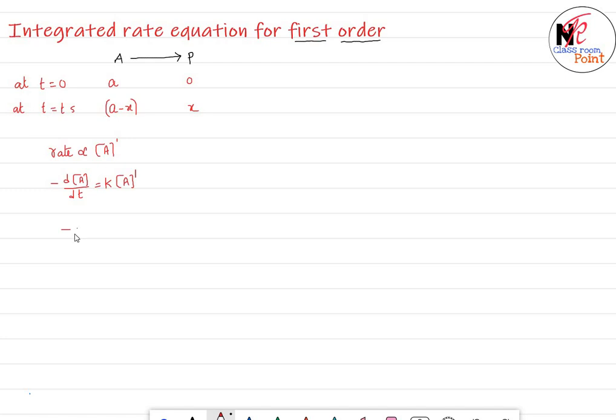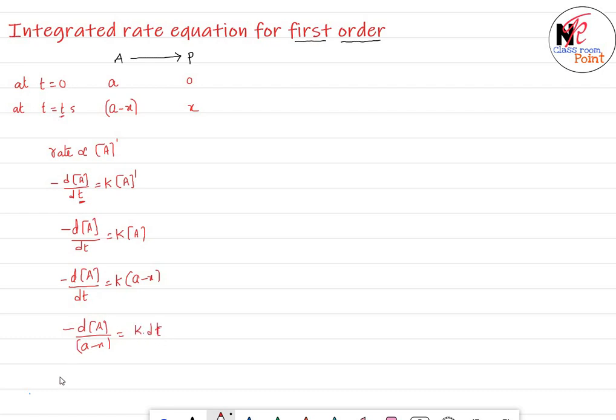So this can be written as minus d[A]/dt equals to k into concentration of A. Now, in this equation we are deriving the concentration of A at a particular time t seconds. So at t seconds, this a minus x we can write in this place. So it becomes minus d[A]/dt is equals to some constant k into a minus x. Now we can rearrange this equation as minus d[A] by a minus x is equals to k into dt.